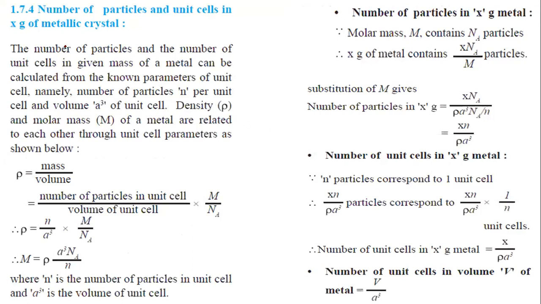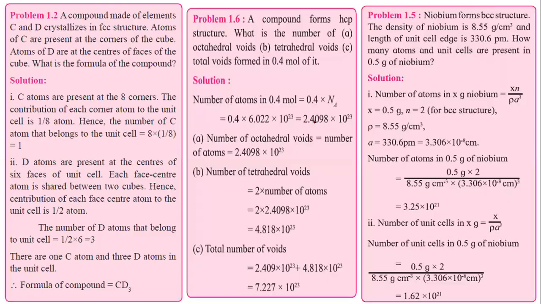Only it is taken as the number of particles in the unit cell in x gram of metallic crystal. Already we discussed this formula. So if n is the number of particles in x gram of metal, we have to remember this formula, but it is not required. By using that formula also we can solve the numericals. We will discuss one numerical here.